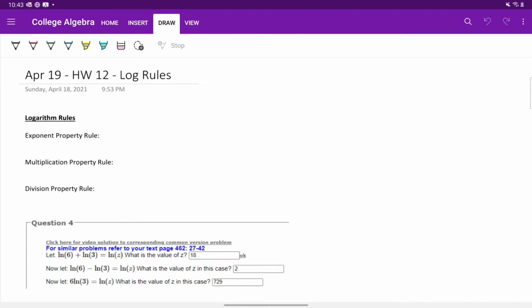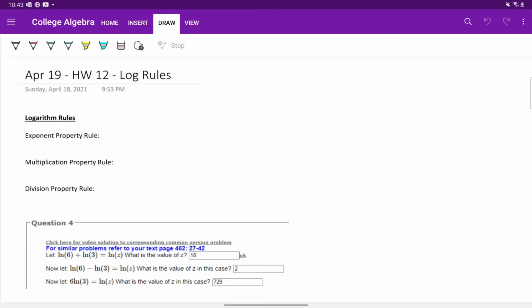Homework 12 extends what we've learned about logarithms and exponentials, and it'll throw some word problems at us, things like population growth and exponential growth. But before we get to those word problems, we need to talk more deeply about some of the rules that you'll need to use to solve problems that contain logarithms and exponentials. So this first video focuses on our logarithm rules.